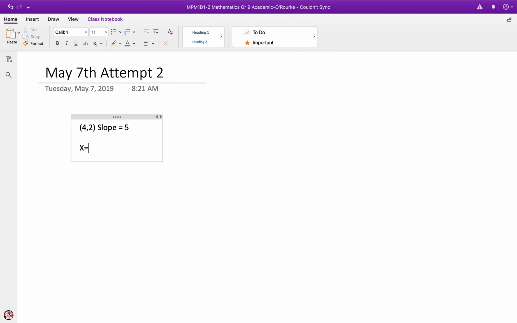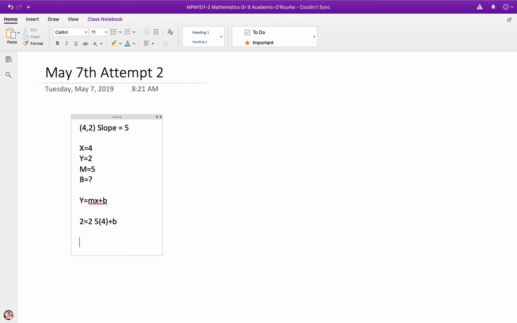So let's write out everything that we know: x, y, m, and b. Those are all the things in the linear equation. y equals mx plus b. And let's write everything that we know. We know this is 4, this is 2, this is 5, and this is what we're looking for. So we're going to go through here and plug everything in. So y is going to equal 2, m is 5, and we're going to multiply it by 4 plus b.